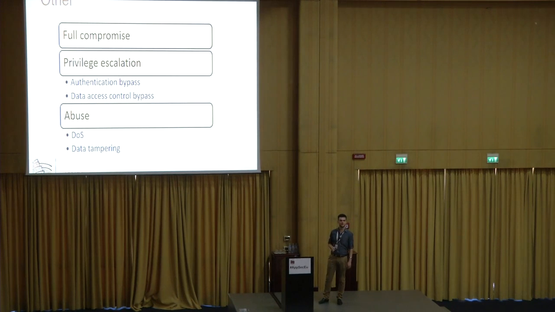But it's not the point, because a simple information disclosure or data access control bypass, so privilege escalation in a big data solution, is already critical, because big data consists of a lot of sensitive data. And of course, we've got some abuse.